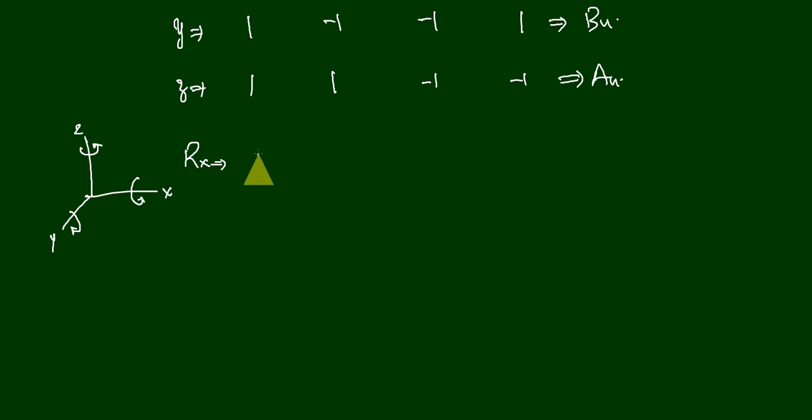Obviously the first operation is E, there is no change, so 1. The next operation is C2z. C2z means this axis rotates 180 degrees and then it comes here, okay? And when it comes here, the direction of the rotation, if you are viewing from here, if this is your eye, you will see that the direction changes, right? You are viewing from here, your viewing direction will not change, your eye will not move.